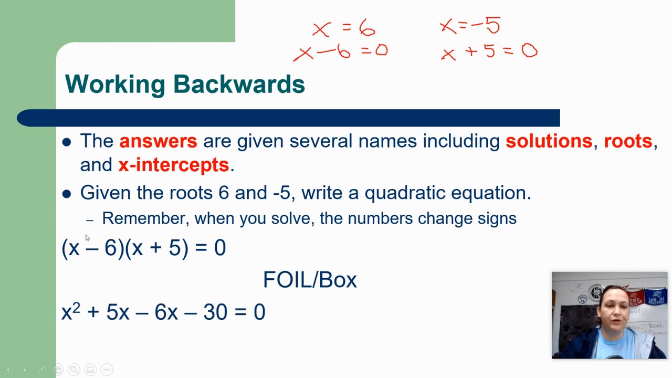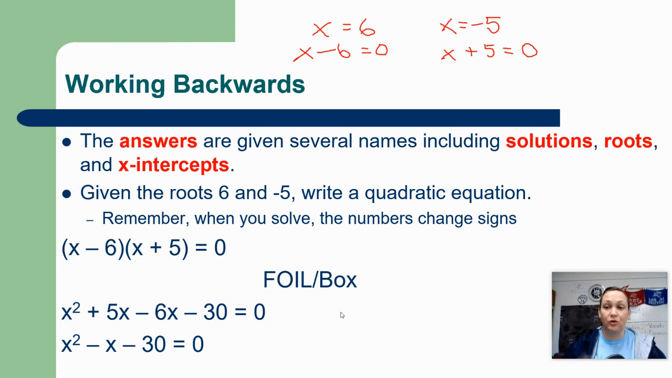So when I FOIL, it's first, which is x squared, outer, which is 5x, inner, which is -6x, and then last, which is -30. And then just to finish up the problem, I am going to combine like terms. And so the original question that I could have been given is x squared minus x minus 30 equals 0. And that question would have given us the roots of 6 and -5.